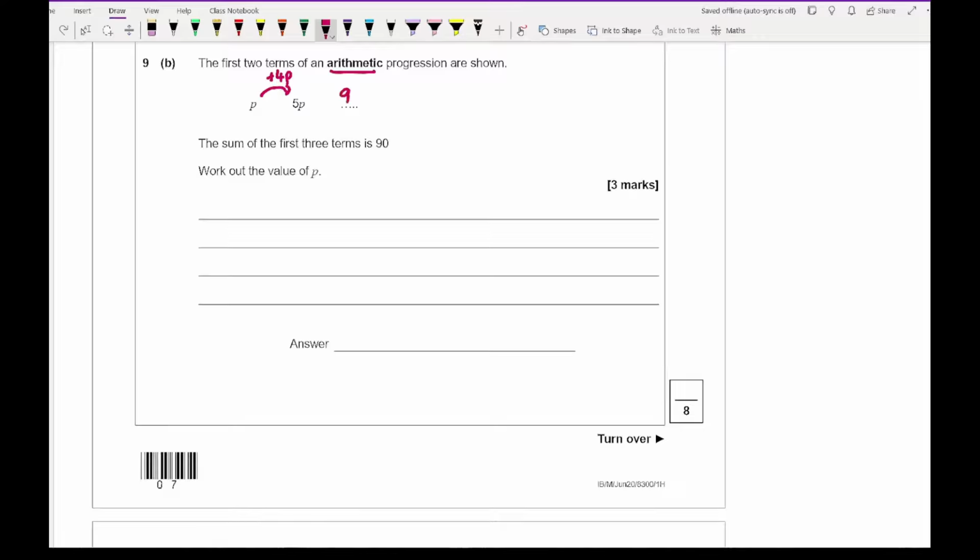So that means that the next term therefore is going to be 9p, because again I'm just going to add 4p to that. So here what I've got is p plus 5p plus 9p equals 90, which gives 15p equals 90. So therefore p is going to equal 90 over 15, which is 6.